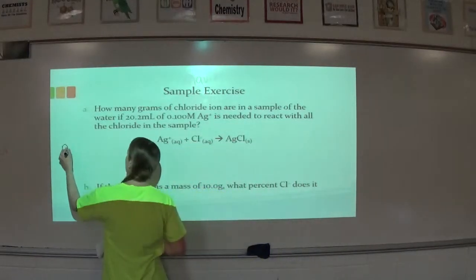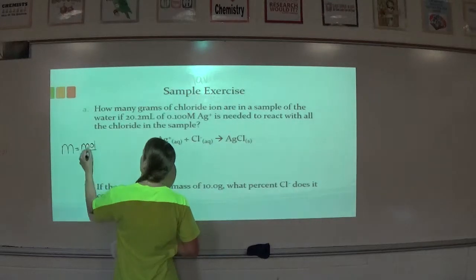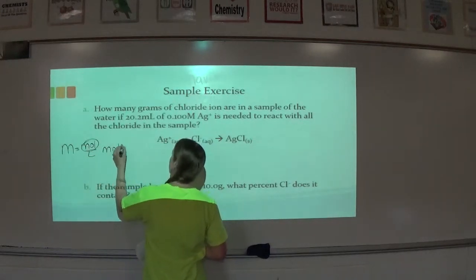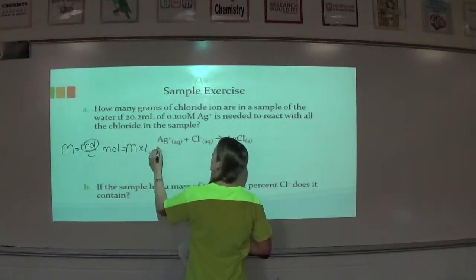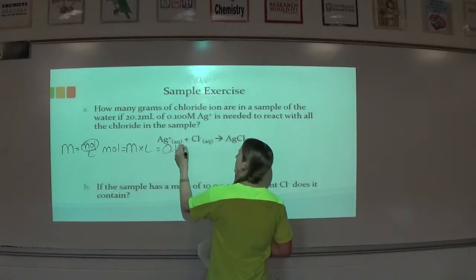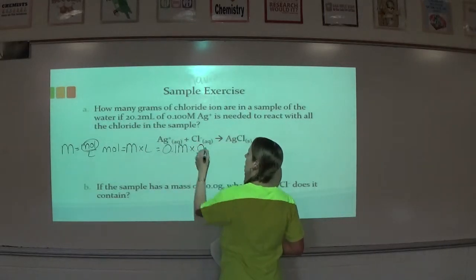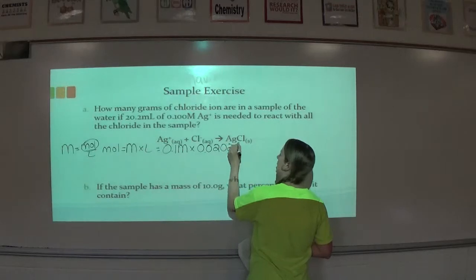Of course we know molarity equals moles per liter. So we need to solve for moles. So it's molarity times liters. So my molarity is 0.1 molar times, I'm going to change that to 0.020 liters.